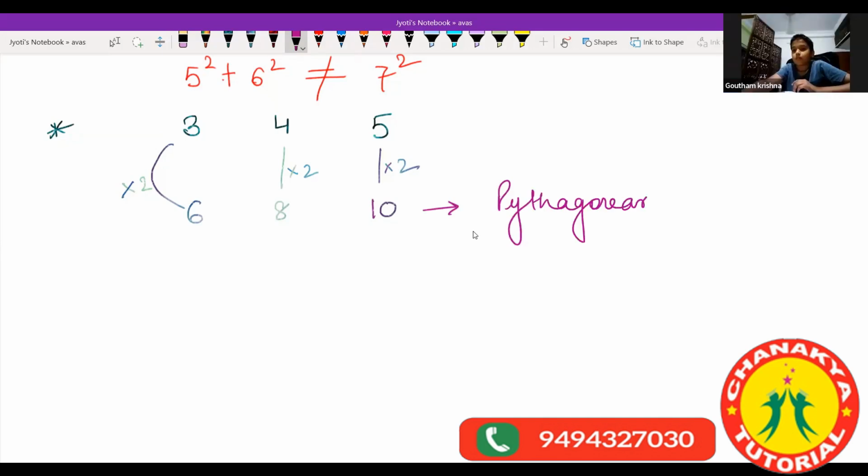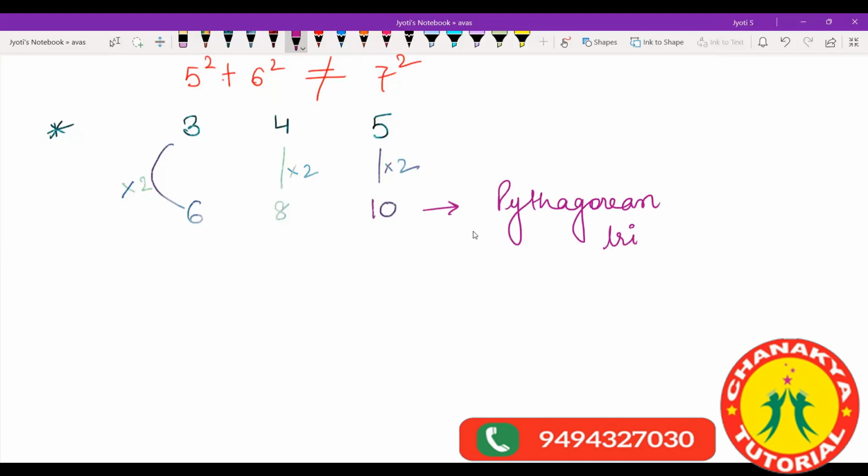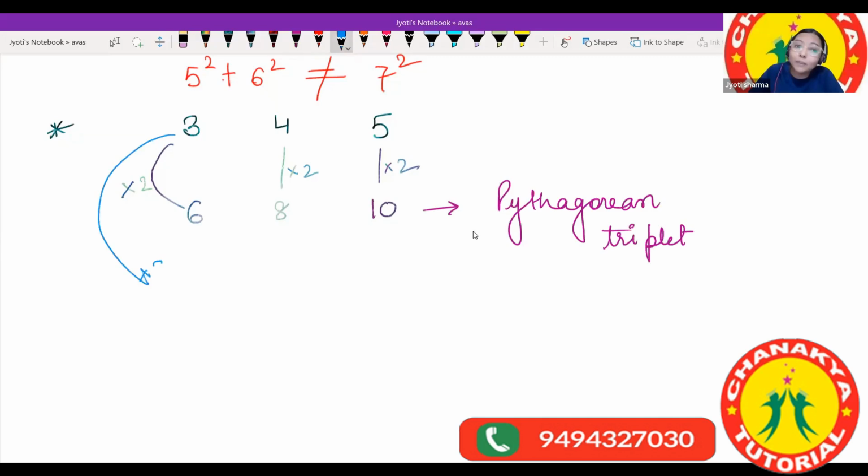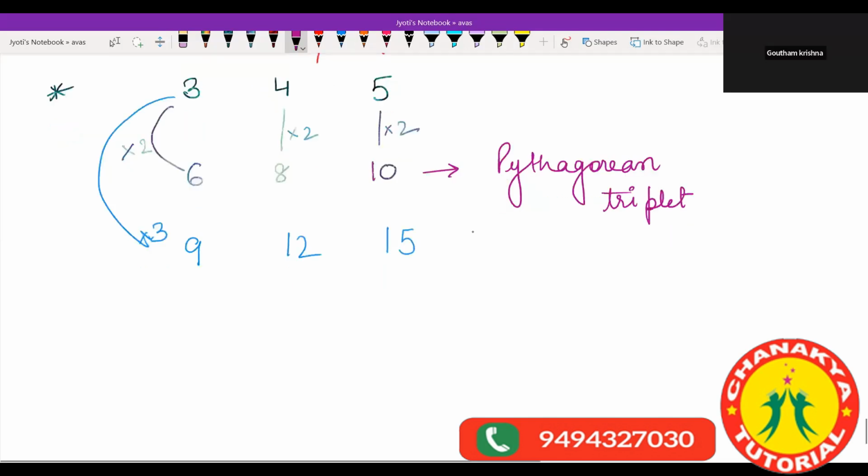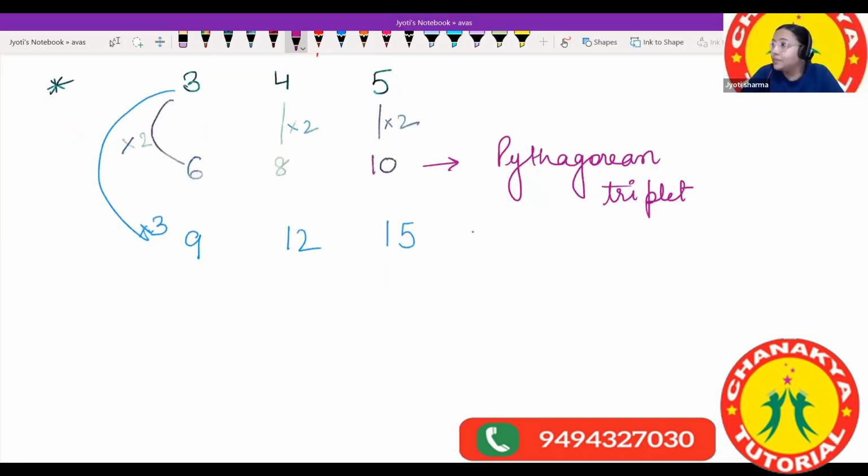Ma'am, then 12, 16 and 20. Yeah, 12, 16 and 20 are Pythagorean triplets. If you multiply 3 by 3, 3 threes are 9, 4 threes are 12, and 5 threes are 15. This time you check if they are or not. It's your turn. They are, ma'am. Even if you multiply this by 4, 3 fours are 12, 4 fours are 16, and 5 fours are 20.